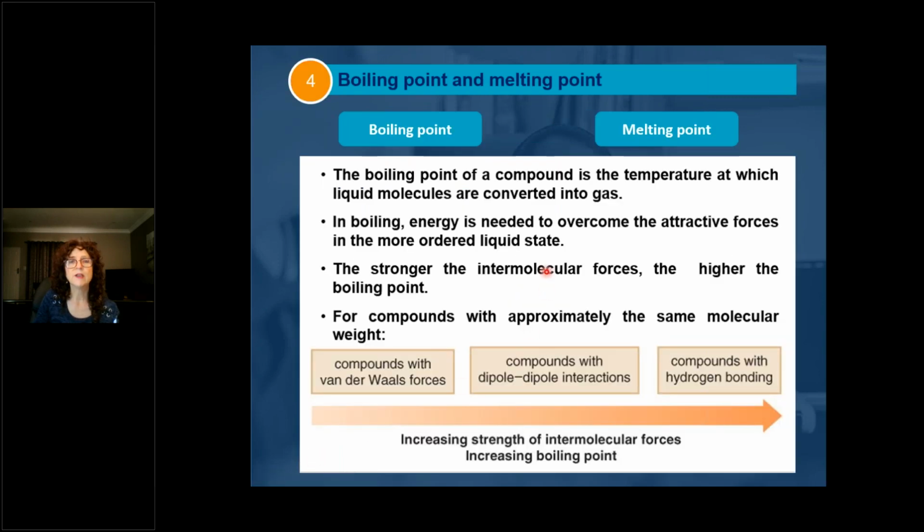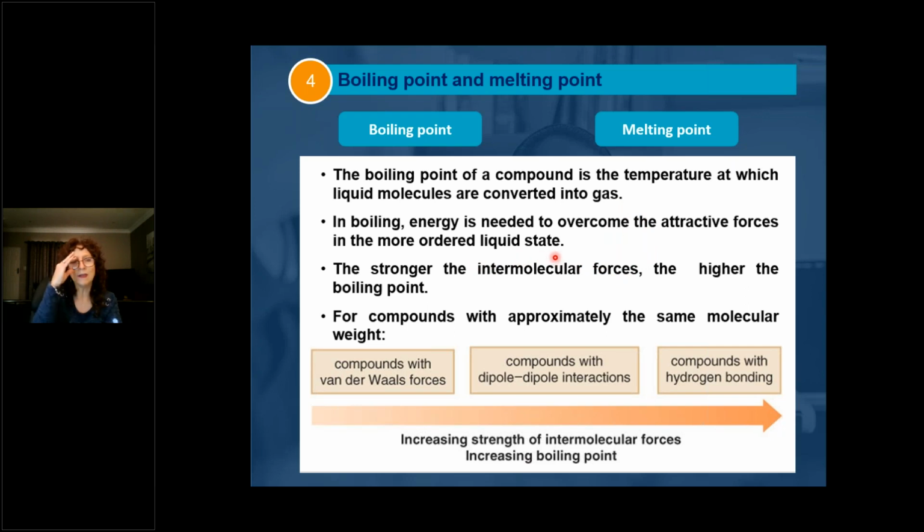All right. So now here are two of the most important things that you need to learn: the boiling point and the melting point. I'm first going to discuss the boiling point here. Now, the boiling point of a compound is the temperature at which liquid molecules are converted into gas. Boiling energy is needed to overcome the attractive forces in the more ordered liquid state.